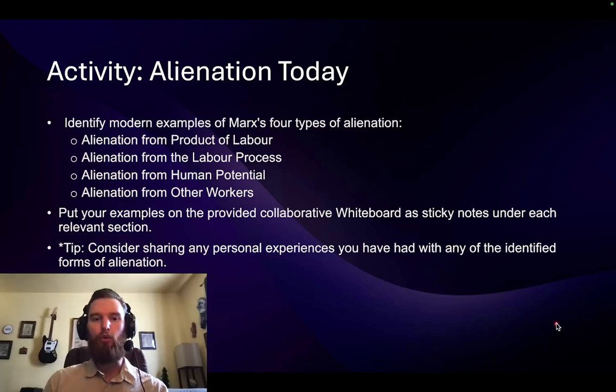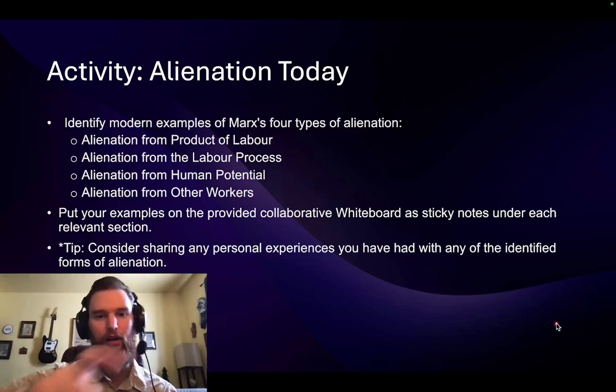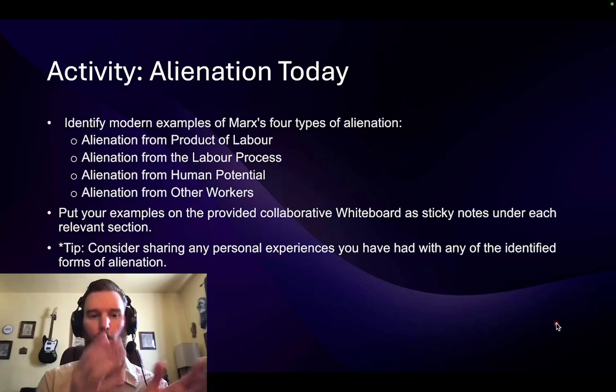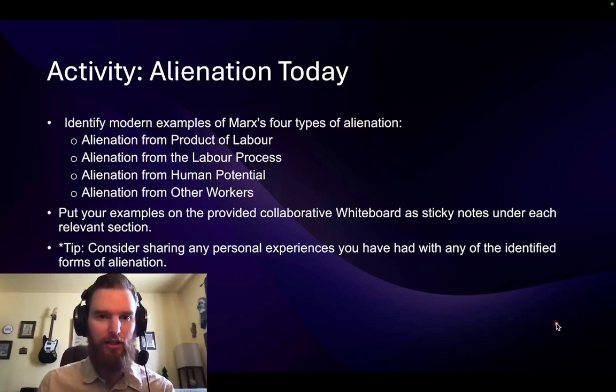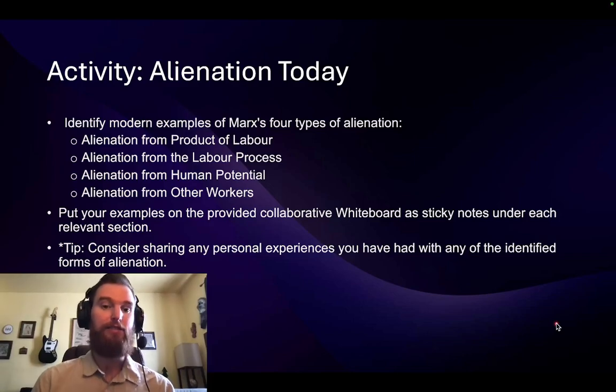And I would request that each student puts one example under all four of these. So you should have four examples of modern alienation, one for each of these different types of alienation, as a way to demonstrate that you understand these ideas, right? And you're able to apply them to instances of today.